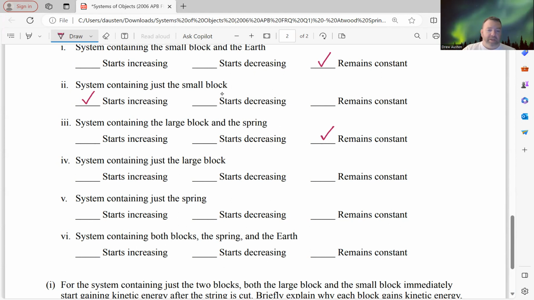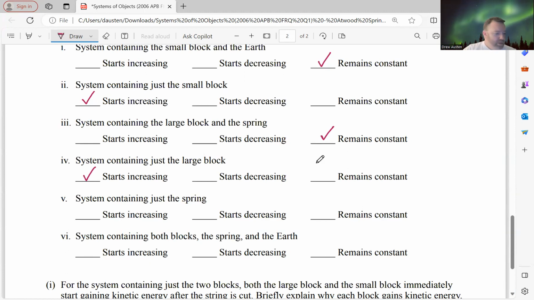And if we look at the system containing just the large block, just like with the small block, it's going to be the large block moving to its right. The spring is acting as an external force pulling it to the right. So that external force is going to increase the kinetic energy, which is the total mechanical energy of the system.